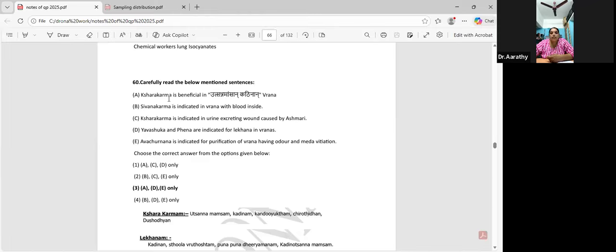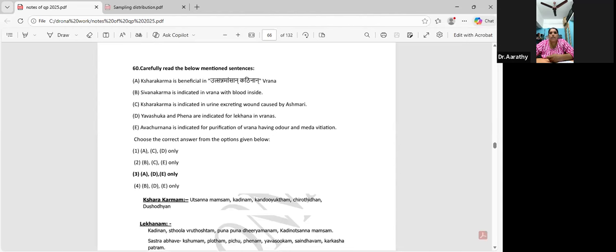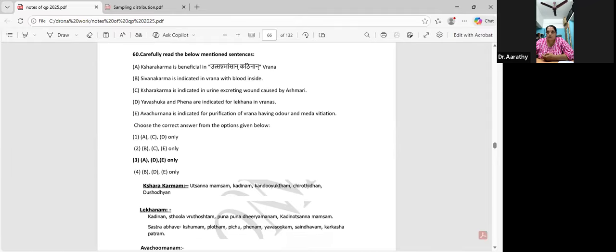So here, Kshara karma is beneficial in Utsanna Mamsam, Kathina, Kandu Yuktam, Shirotidam, Dushta Vrana. That is correct. This is the condition for Kshara karma. While Sivana karma is indicated in Vrana with blood inside. So even if you didn't learn Shashti Upakrama from Sushruta Samhita itself, you can understand that with blood inside, you never stitch a wound, right? You don't do a Sivana karma. So that should be wrong, right?